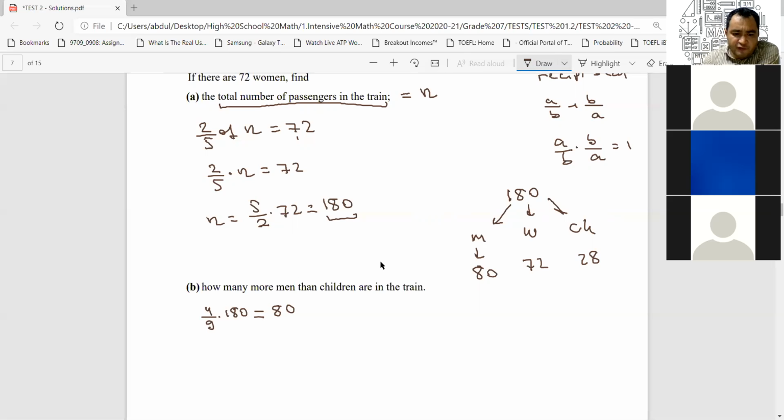So if you just find the difference between men and the children, how many men? It is 80 minus how many children? 28. So that's equal to 52. So how many more men than children are there in the train? There are 52 more men than children in the train. Okay, the answer is 52.